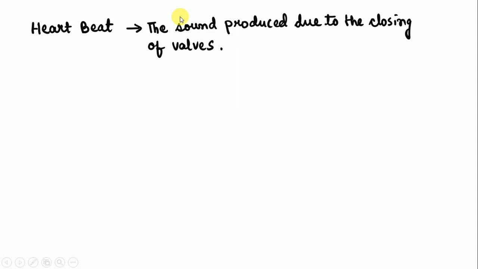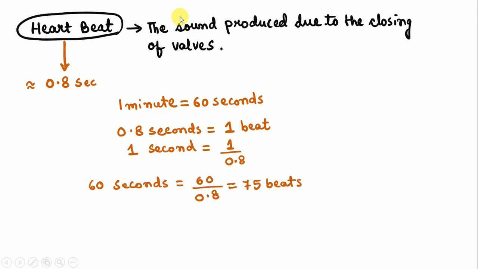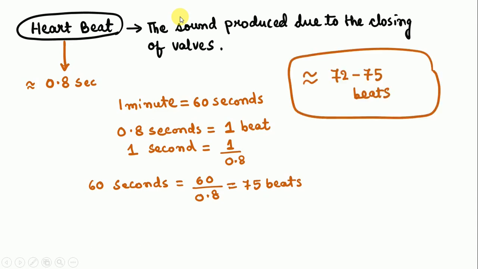So for one single heartbeat, it takes approximately 0.8 seconds. It is just an approximation. So if I see, in 1 minute there are 60 seconds, and for 0.8 second we are getting 1 beat. So it means for 1 second I will get 1 by 0.8 beat, and for 60 seconds I will get 60 by 0.8, which is equal to 75 beats. So it means for 1 minute I am getting approximately 72 to 75 heartbeats.